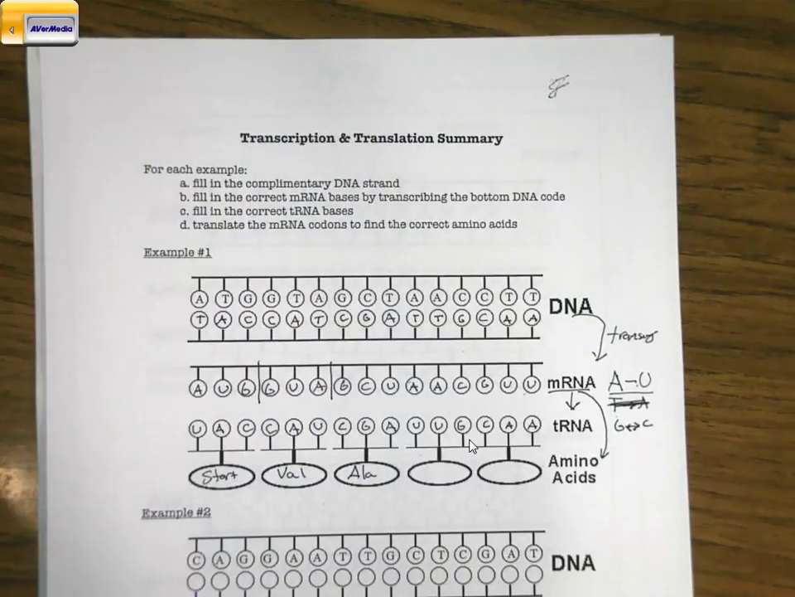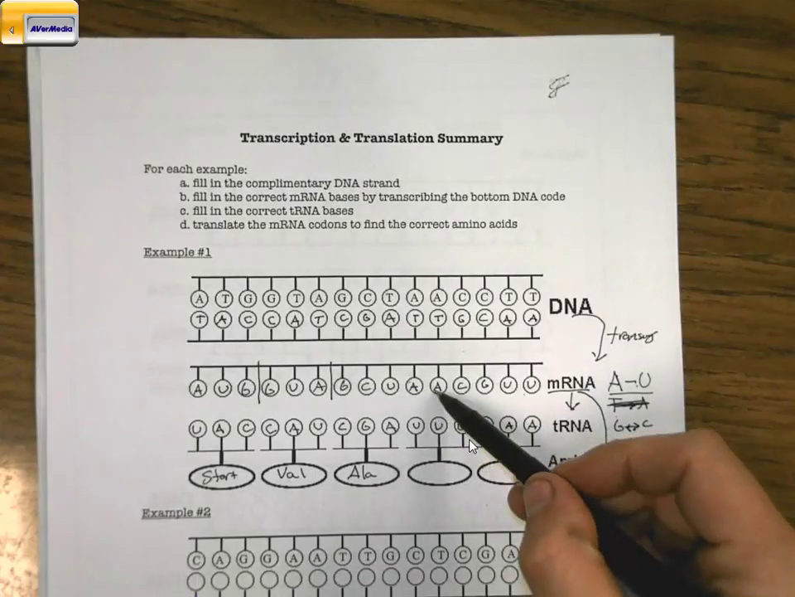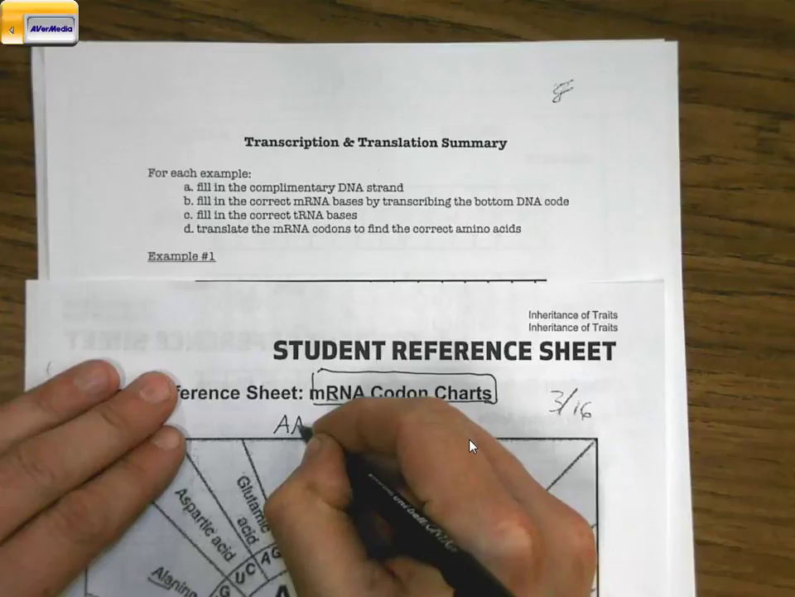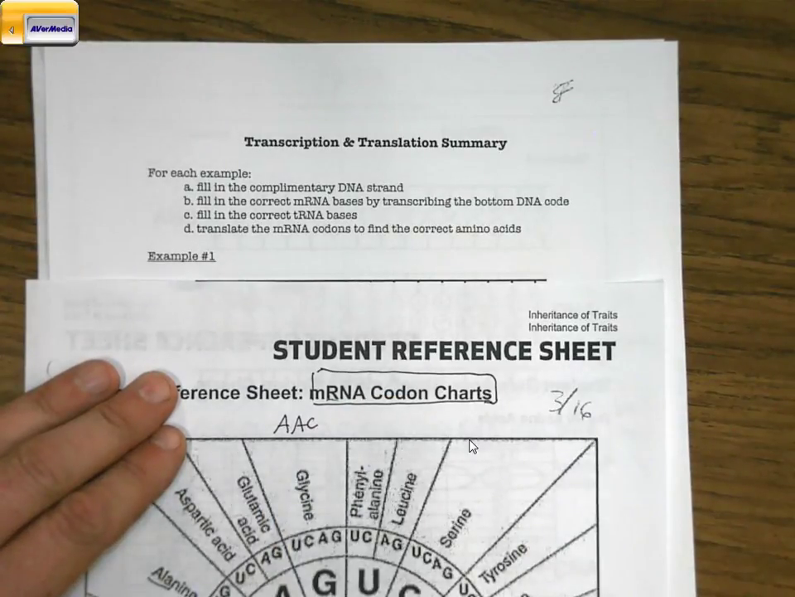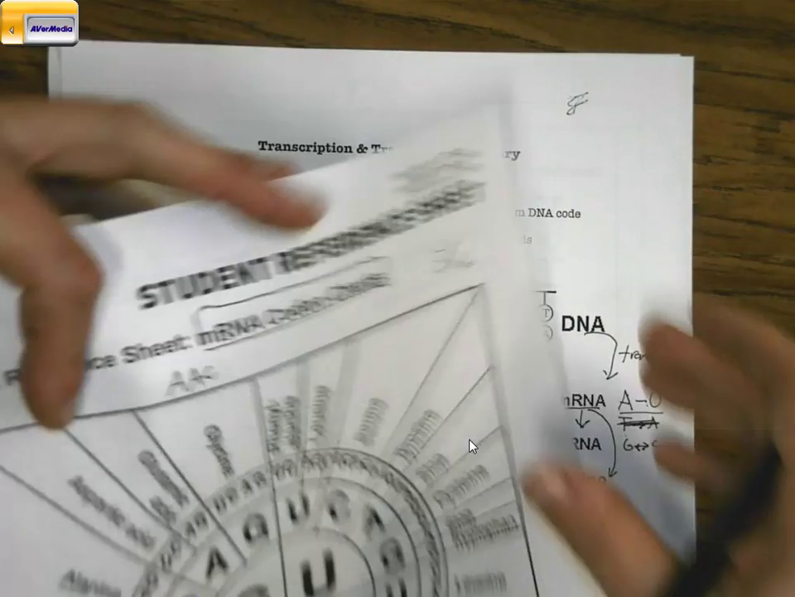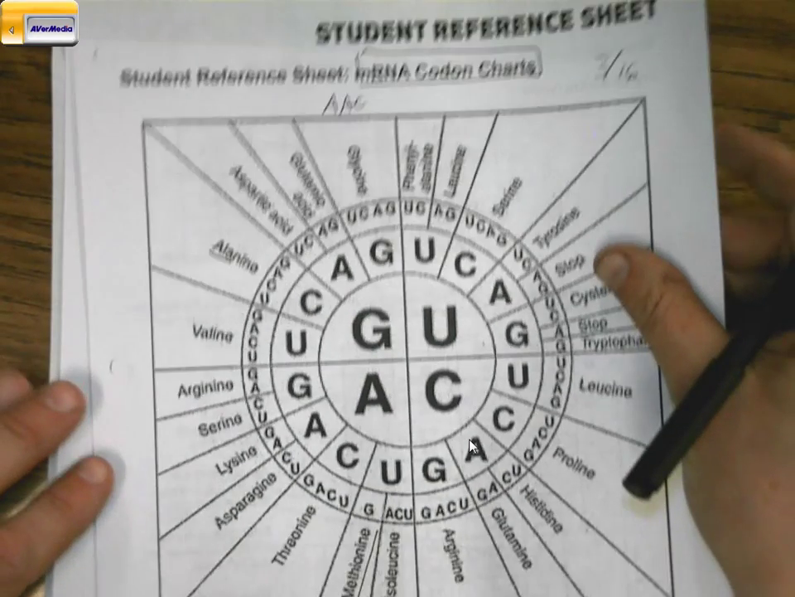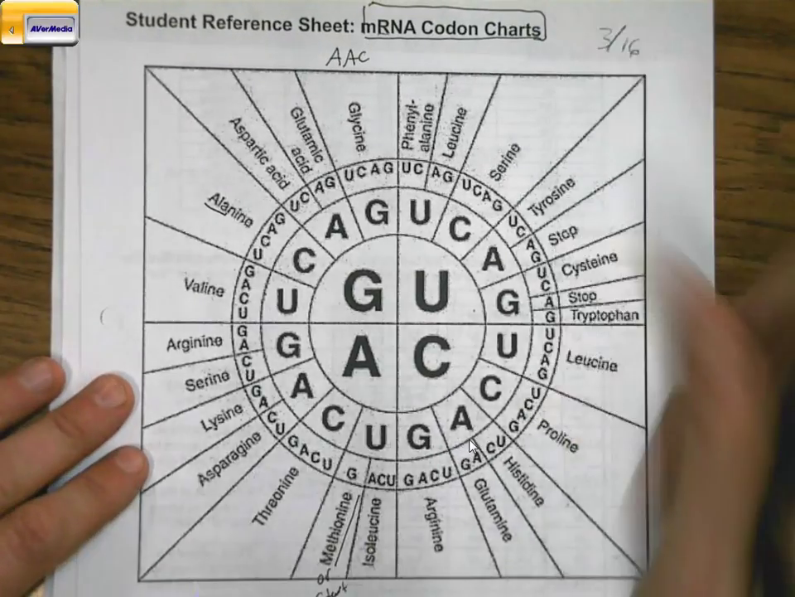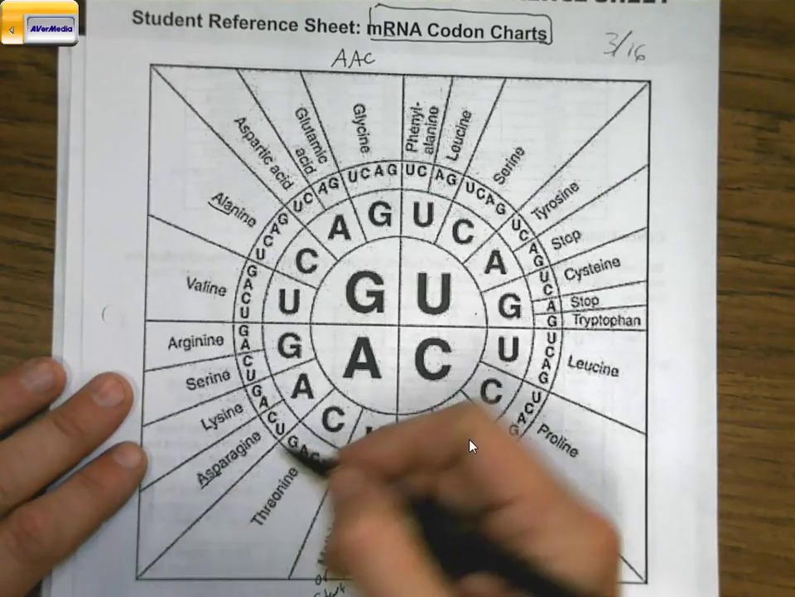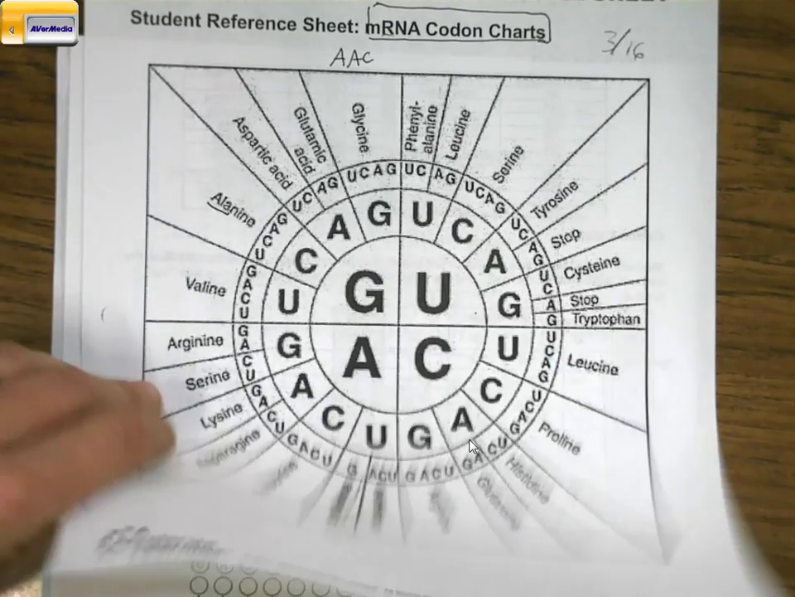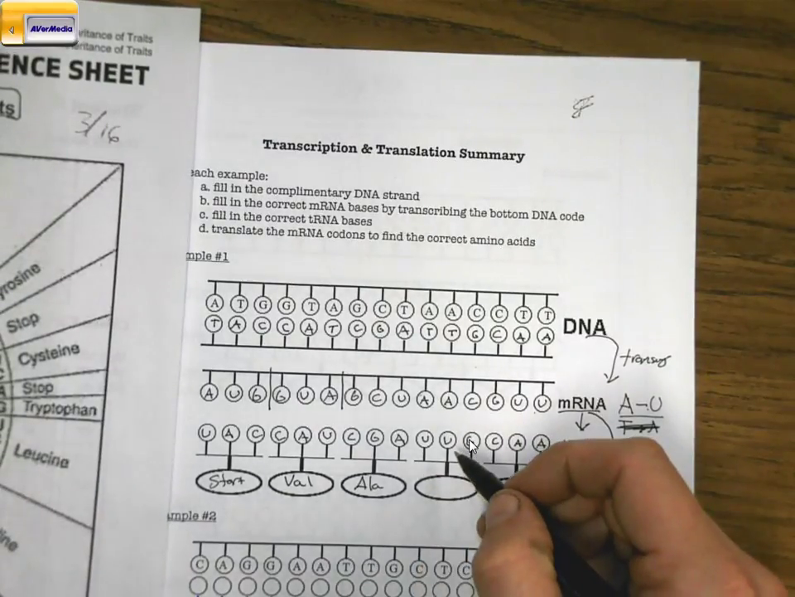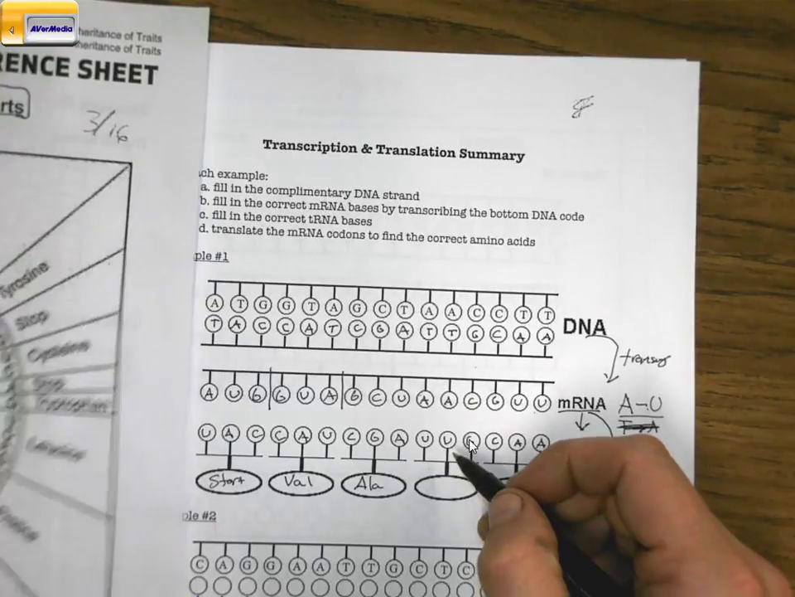Okay, so my next one over here is AAC. I'm going to write it up here, AAC. Right, so then I go A, A, and C is ASP. So then we just write on here, AAC is ASP.